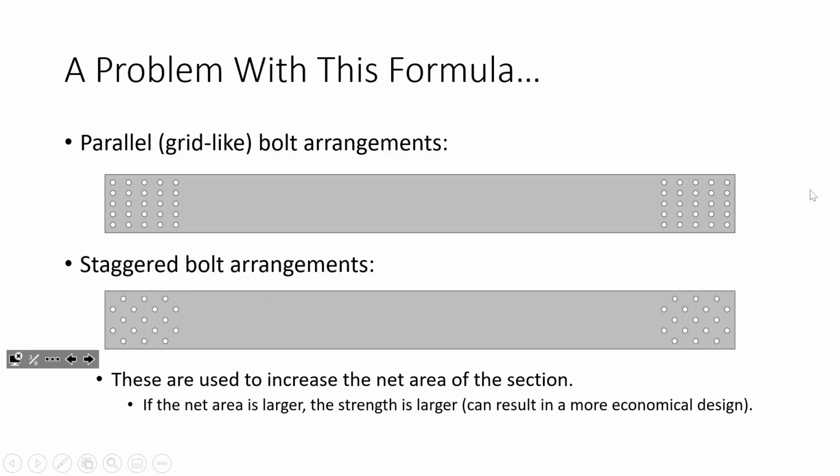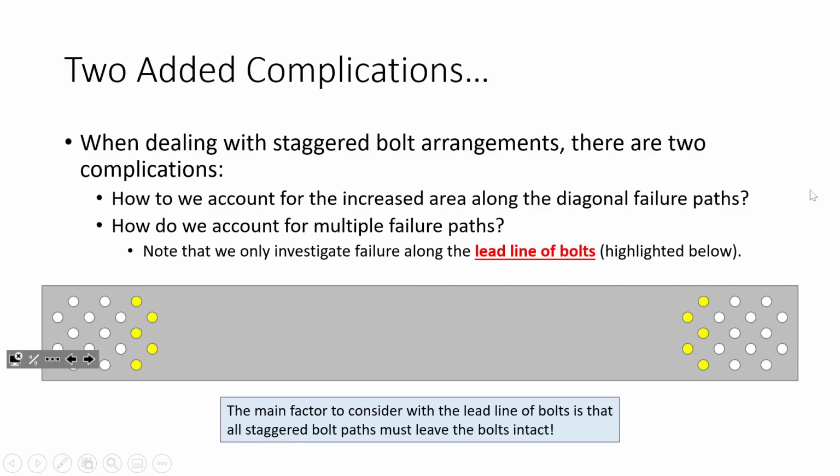Again, to be clear, for parallel grid-like bolt arrangements like this, we can use this formula. I just propose our stagger factors are 0. A parallel bolt arrangement is pretty common, arguably the most common, but we can also deal with staggered bolt arrangements like we see here on the bottom. And as I've said, the goal is to increase the net area of the section. Increase net area, more capacity, don't have to spend more money on steel.